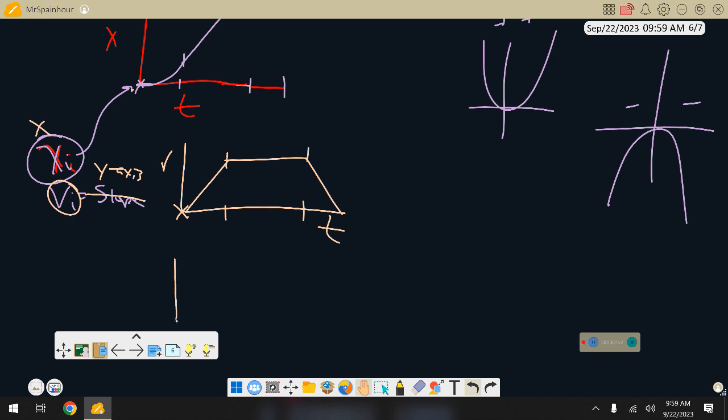But this is the A versus T. Now, the great thing about A versus T in this class is acceleration is always constant. Yes? So if acceleration is always constant, how are constants drawn on a graph?